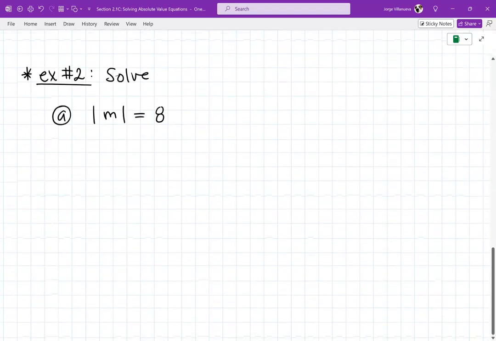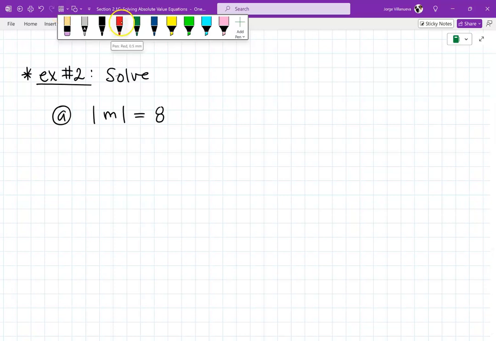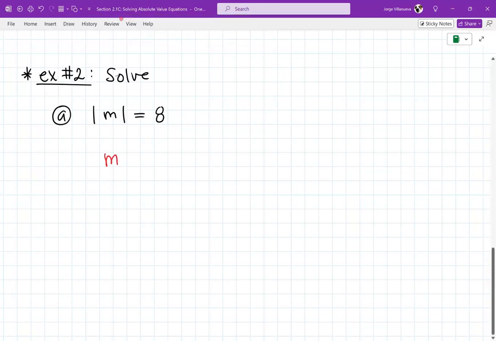So I told you guys, if you're going to solve these things, make sure your absolute value is all by itself. So there it is, all by itself. And then you're going to break it up into 2 parts, okay? So the first one is just get rid of the absolute value and write it the way it looks. The other equation is get rid of the absolute value and write it as a negative answer.